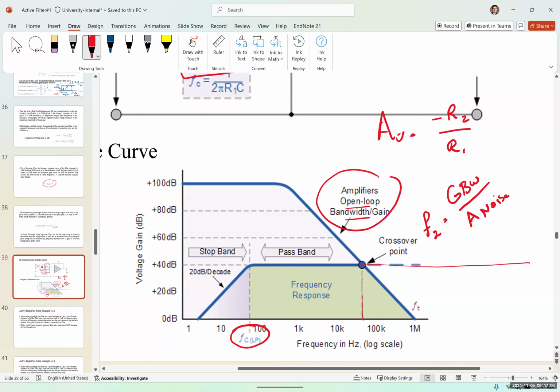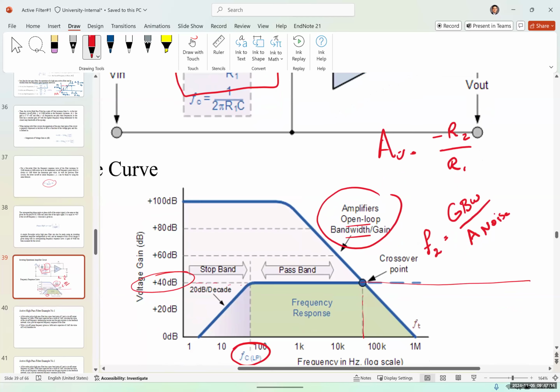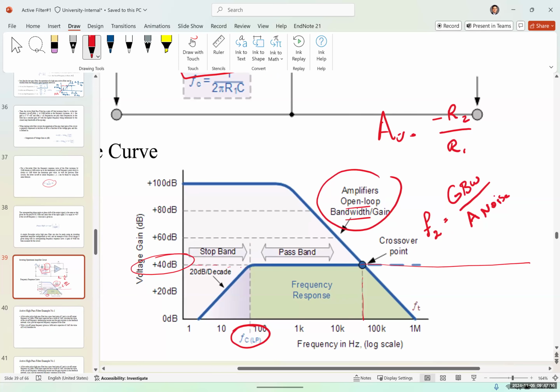But for this particular case, we assume that the gain of the closed loop op amp is 40 dB. But obviously you can increase or decrease it. If we increase the gain, you can see that the upper cutoff frequency would decrease. Each time that I increase the gain, you're going to have a different result.